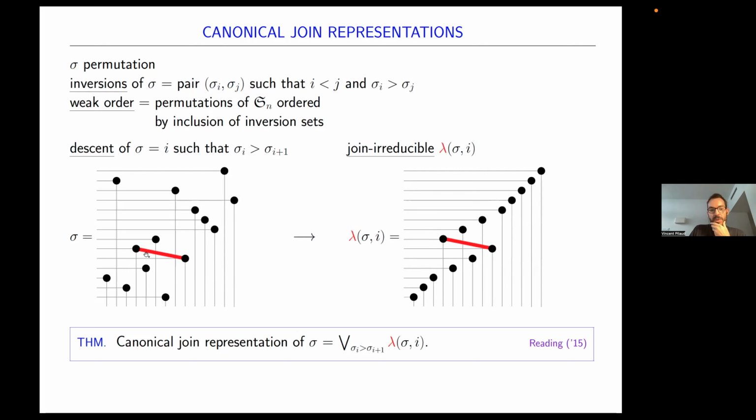And so what I'm saying is that when I have a permutation sigma, then to each descent I can associate a permutation with a unique descent. All the dots which were before, I put them before here. All the dots which were after, I put them after. And then in between this descent, I look at the dots which were below the red edge, and I put them increasingly. And I look at the dots which were above the red, and I put them increasingly after. So I associate to a permutation and a given descent a join irreducible, a permutation with a single descent. And Reading proves that the canonical join representation of sigma is given by all these join irreducibles. You look at all possible descents, construct this join irreducible for each descent, and you do the join of them, and this is the canonical join representation.